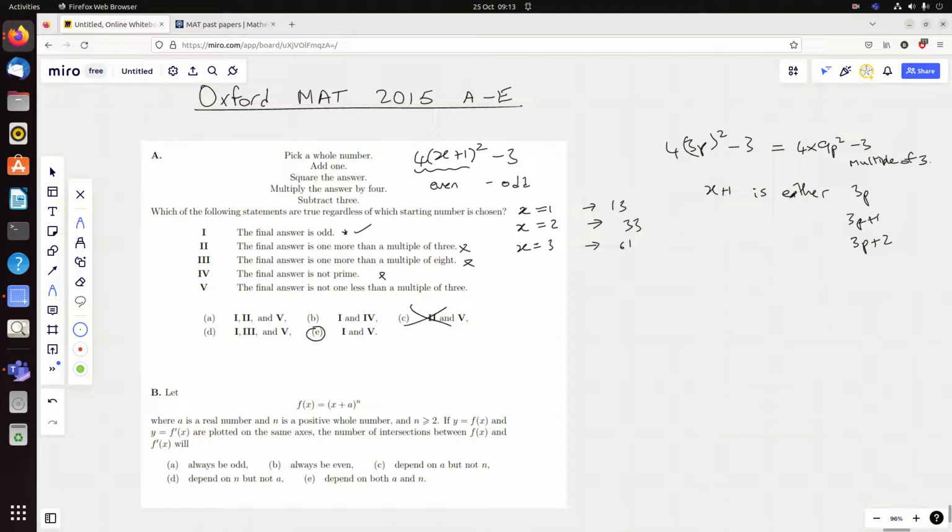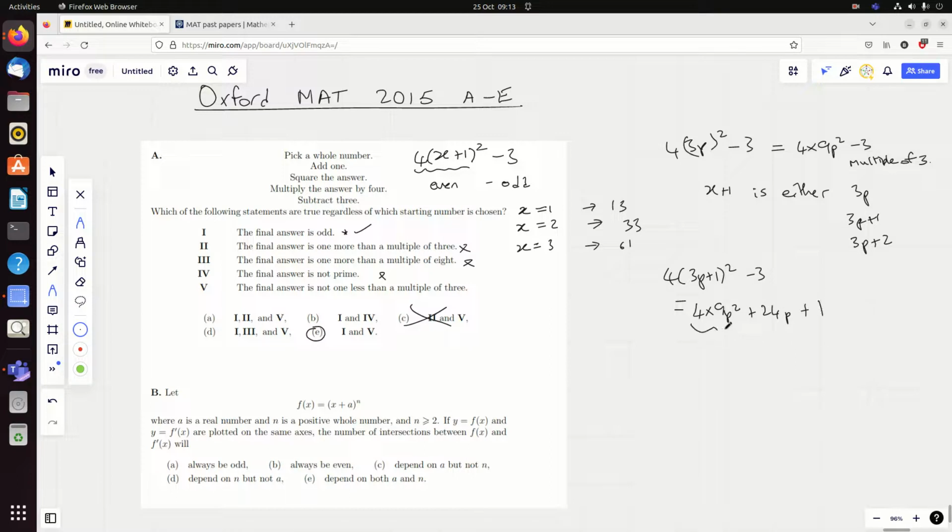Now let's say x plus 1 was instead 3p plus 1. You're going to get 4 times (3p plus 1) all squared minus 3. And I just want to show you that it's not 1 less, it's actually going to be 2 less than a multiple of 3, or if you prefer 1 more than a multiple of 3. Because you're going to get 4 times 9p squared, then a 6p times 4, so that's 24p. And then you're going to get plus 4 minus 3, which is plus 1.